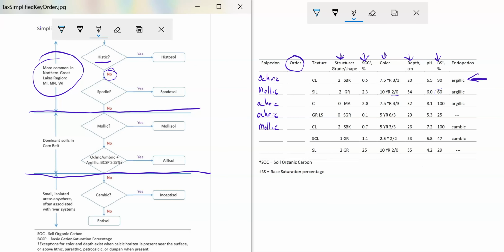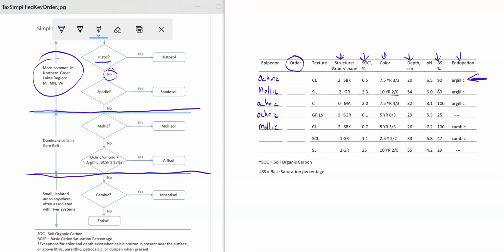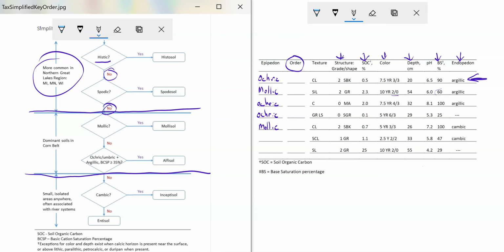Does it have a spodic horizon? A spodic horizon is an endopedon. So, a subsurface, a B horizon. Does it have a spodic horizon in our list over here? The answer was no. Now, does it have a molic horizon? Again, a molic horizon is a surface horizon. We see on our list over here that we do have some molic horizons, but this is not one of them. So, the answer is no.